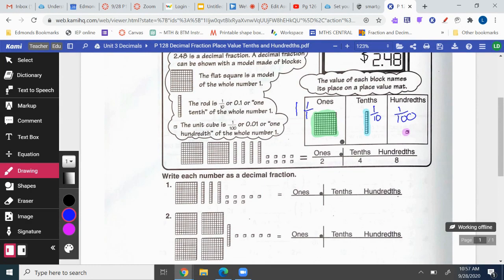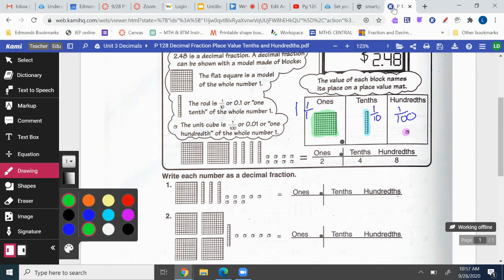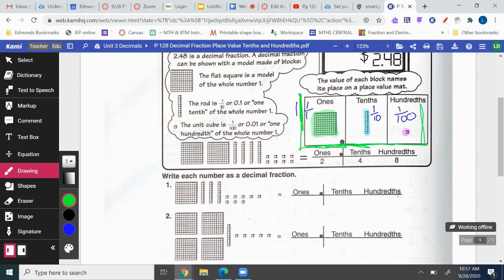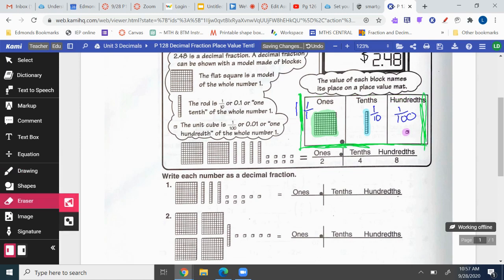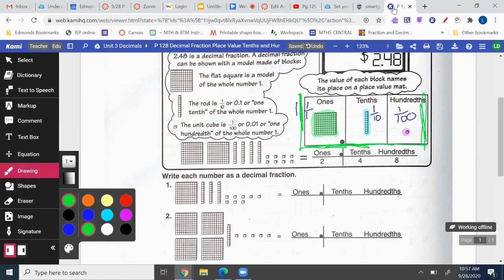So if we're going to do that same example and we really focus again, and I want to highlight this box up here. If you look at this box right here, this will help you with the whole entire worksheet. This will help you out with the whole entire worksheet. So make sure that you're looking at that.